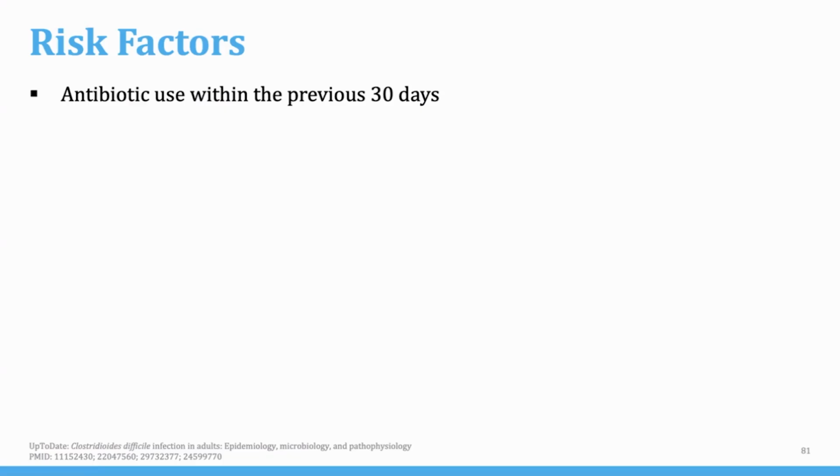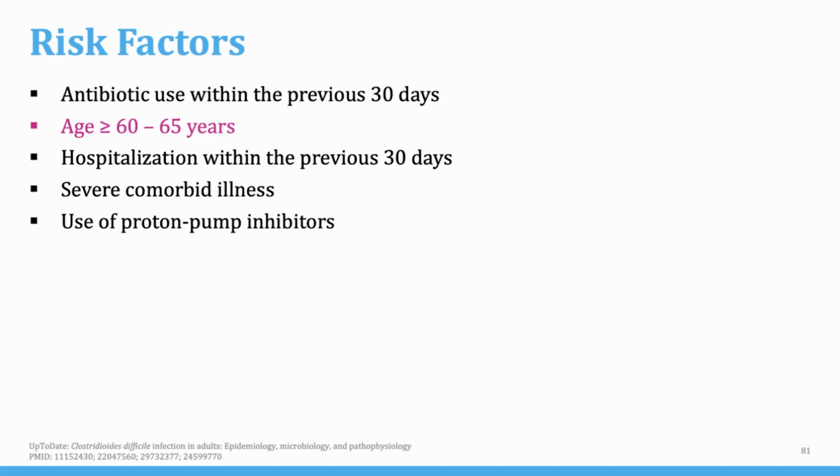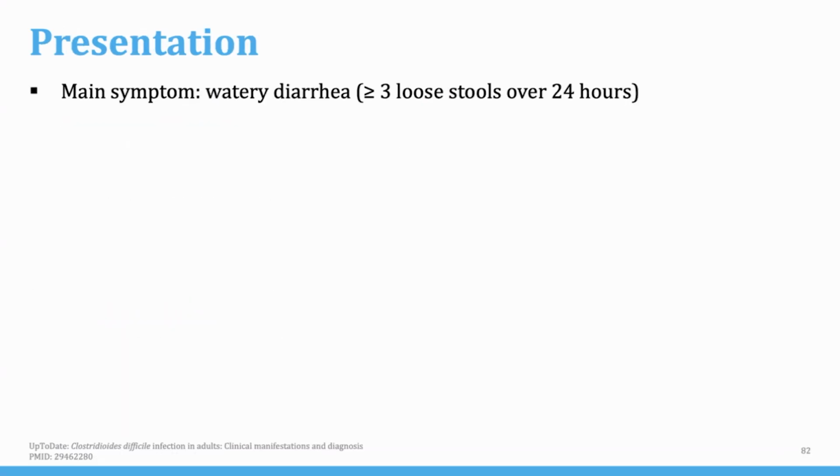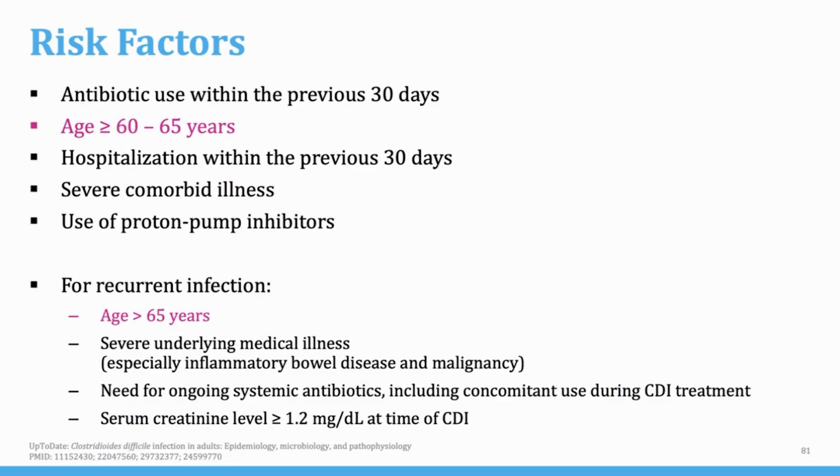But the next prominent one, again relevant to this population, to this audience, is age of at least 60 to 65 years. Other risk factors include hospitalization within the previous 30 days, severe comorbid illness, and the use of gastric acid suppressive agents, particularly proton pump inhibitors. With recurrent infections, the primary risk factor is age, over 65, as well as severe underlying medical illness, especially inflammatory bowel disease and malignancy, the need for ongoing systemic antibiotics, especially the concomitant use of systemic therapy while on C. diff treatment, and a serum creatinine of at least 1.2 at the time of C. diff diagnosis.